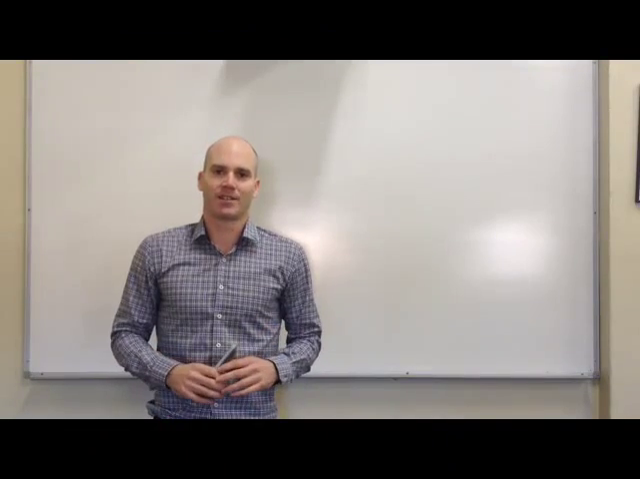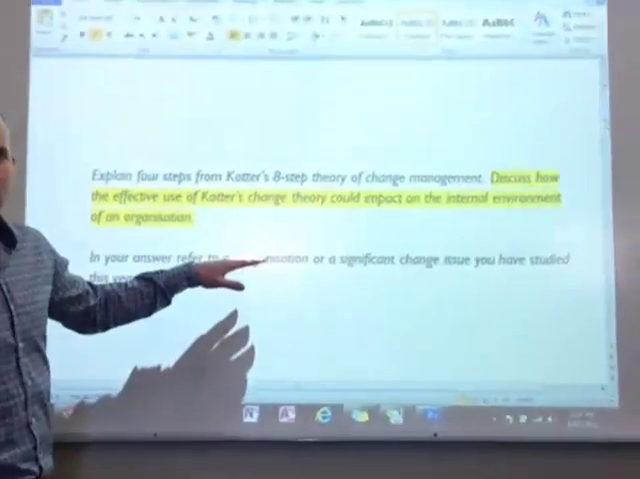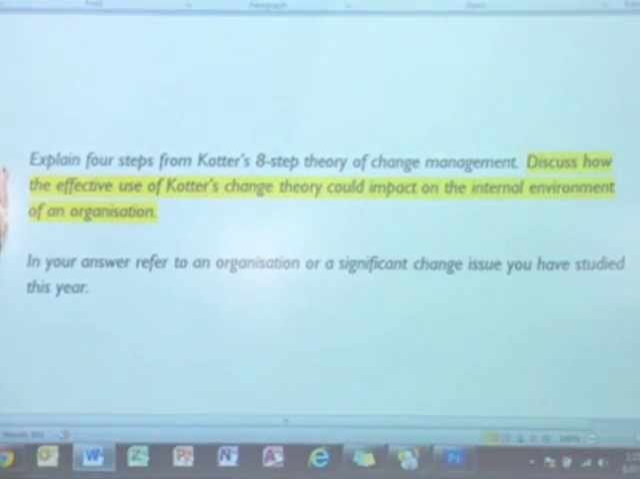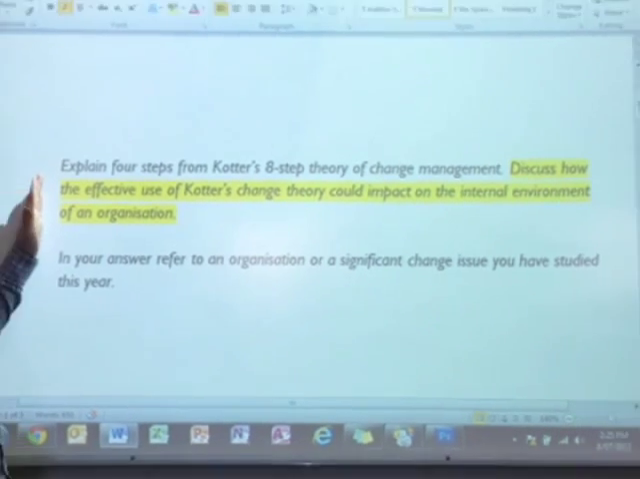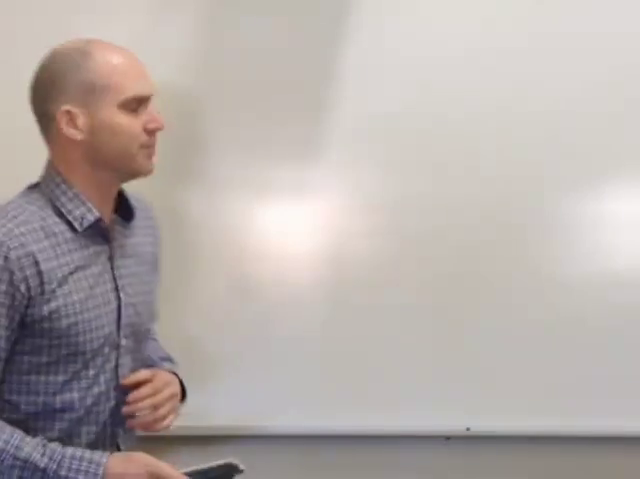Now that the first part is done, we're going to go into the second part of the question. And again, we've got that highlighted. Discuss how the effective use of Kotter's change theory could impact the internal environment for an organisation. Now remember that discuss means we need to look at both sides. So this is how we're going to answer the question.